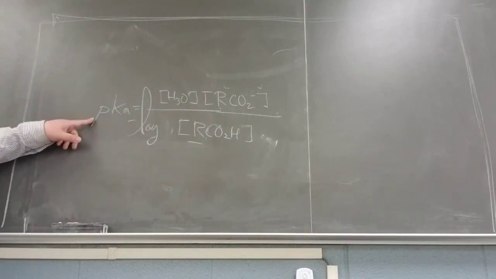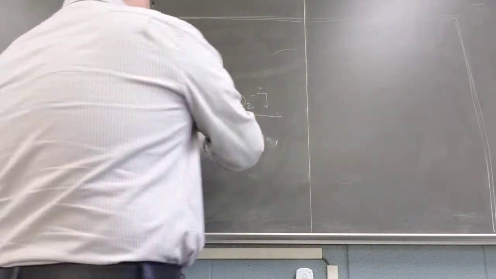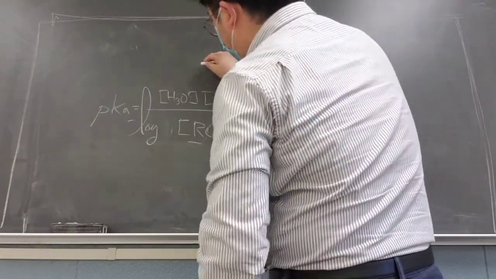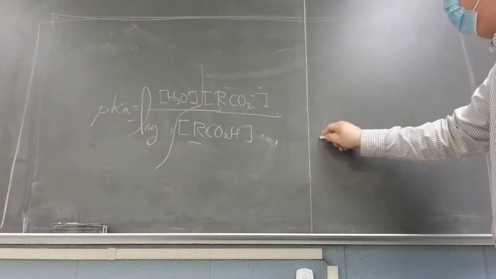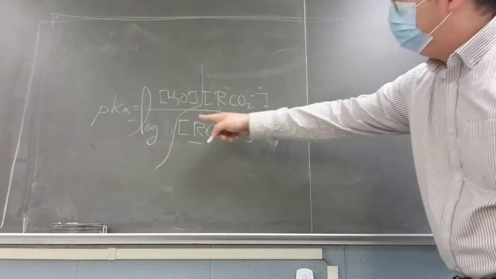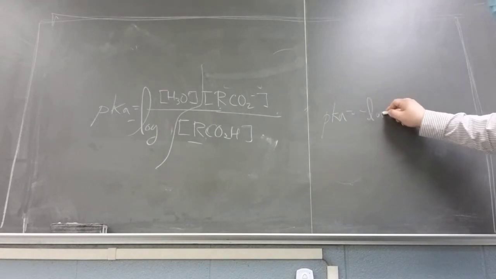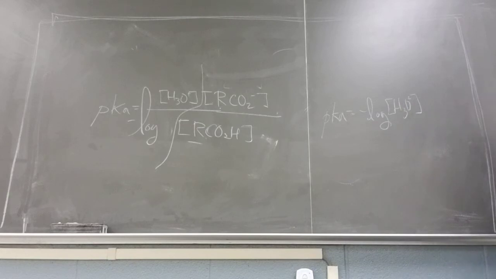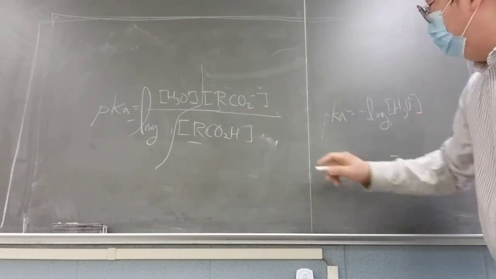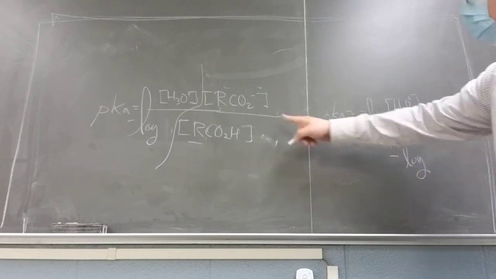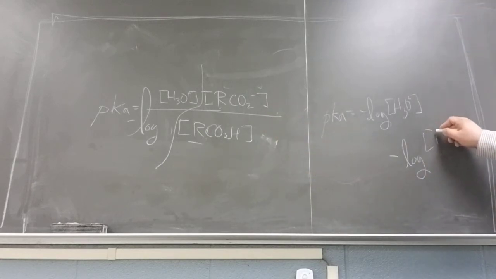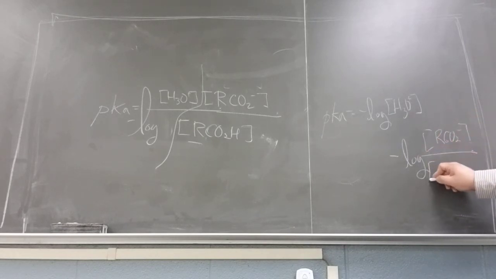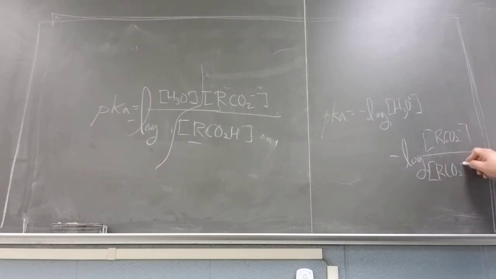Negative log, right? P value means negative log. So you can actually separate them like this. pKa should be equal to negative log of hydrogen cation, which we consider the same as hydrogen protons, and the negative log of the conjugate base, your carboxylate after donating the proton, over the weak acid, your carboxylic compound.